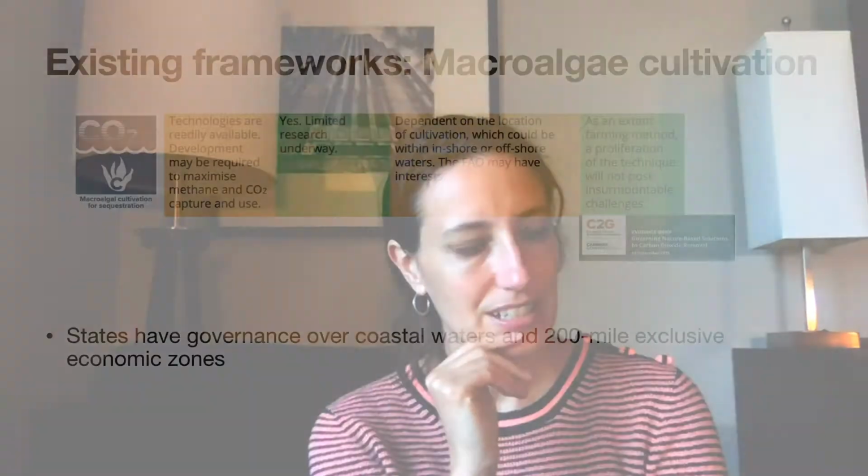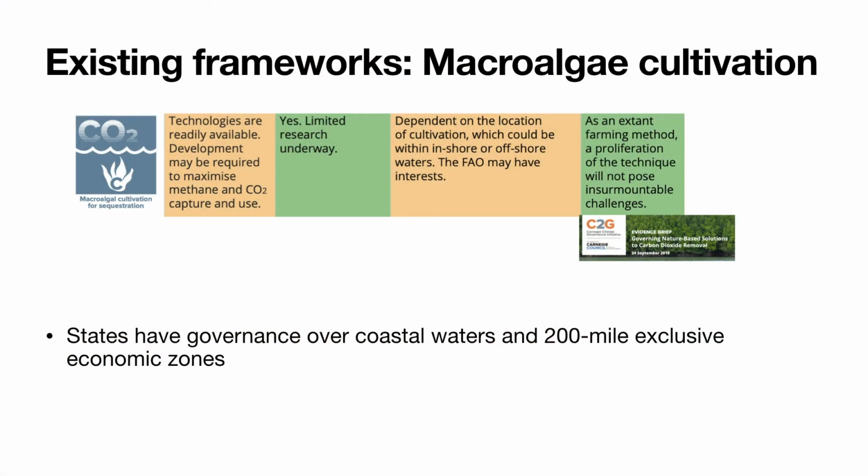Macroalgae cultivation is something that there's not too much governance on, and it depends a lot on where the macroalgae is grown, right? Obviously states have governance over their own coastal waters and their 200-mile exclusive economic zones, but what about projects for areas beyond national jurisdiction? As C2G notes, the FAO clearly would have a role here too.